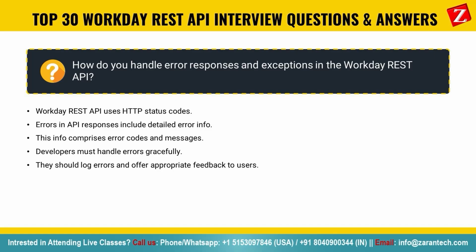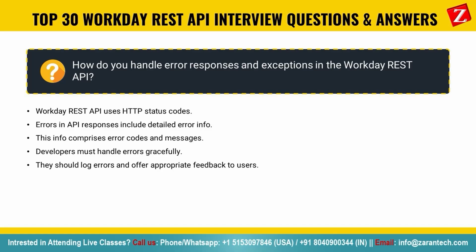range signifies an error. Now, when errors occur in API responses, Workday provides detailed error information to help developers pinpoint the issue. This information typically includes error codes and messages, offering valuable context for troubleshooting. Let's say a developer makes a request to retrieve employee data from Workday, but there's a problem with the authentication token. In this case, the API might return a 401 status code along with a message indicating unauthorized access.